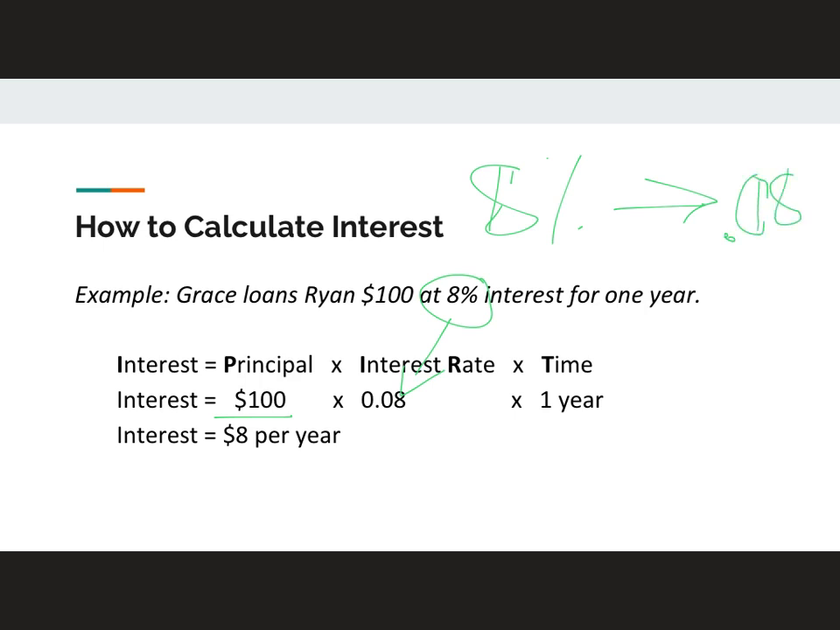0.08. And then, like I said, it's going to be for a year, so we can almost eliminate that. Obviously, if you multiply that in your calculator, you'll get the same number. But if we take 100 times 0.08, we're going to get $8 a year on that loan.